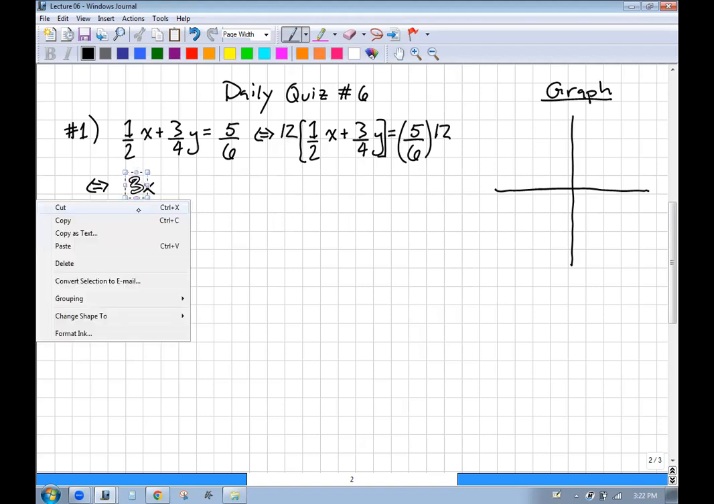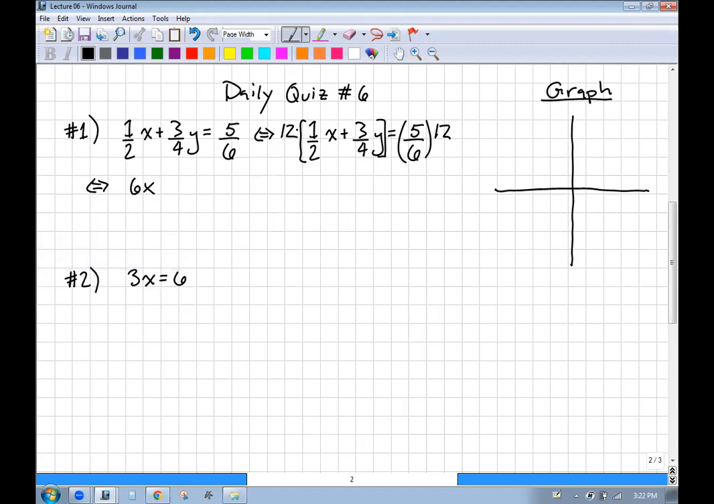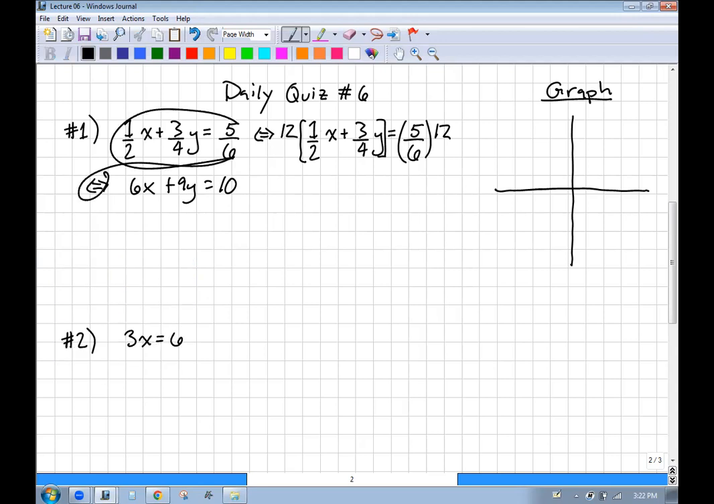12 over 2 is 6. 12 over 4 is 3, times 3 is 9. 12 over 6 is 2, times 5 is 10. Okay, let's use that instead. Right, this and this are logically equivalent. So we'll do the intercept method.